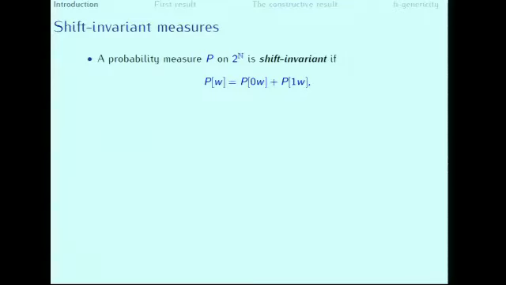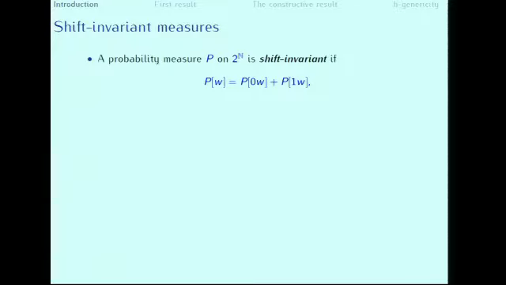So, very basic definitions of ergodic theory. You take a probability measure on Cantor space and you say that it is shift invariant if this equality holds. It just means that the probability of observing a word W at time 0 is the same as at time 1, and as a consequence, it's the same at every time. So such measures are stable over time. They do not evolve when time evolves. And because of this property, they have very nice asymptotic statistical behaviors.